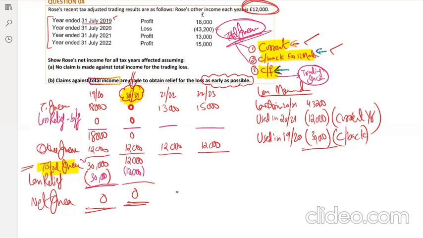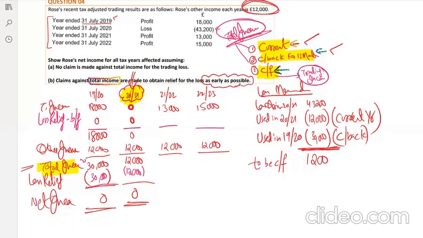How much loss is left? 43,200 was the total loss. 12,000 and 30,000 is adjusted. How much is left? Whatever the left amount is, 1,200, we will carry forward it.